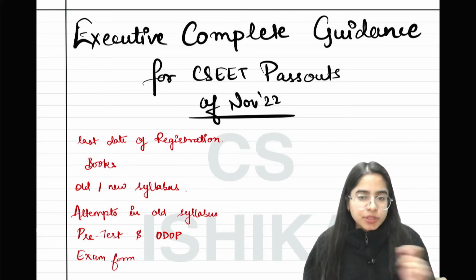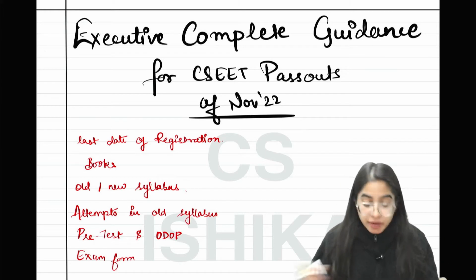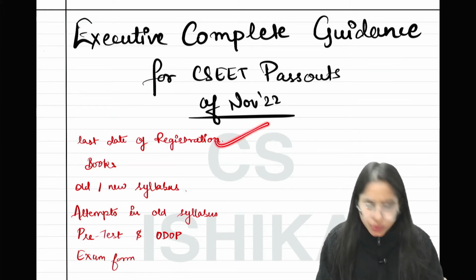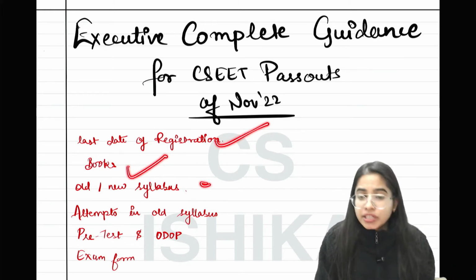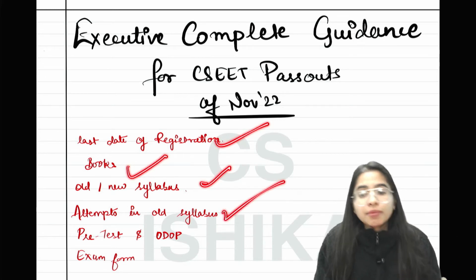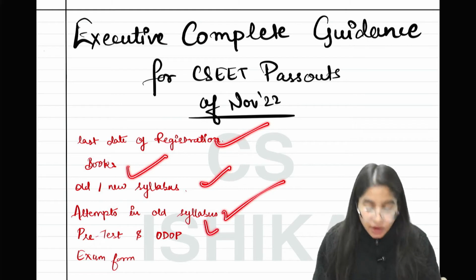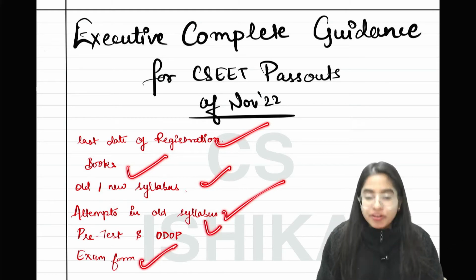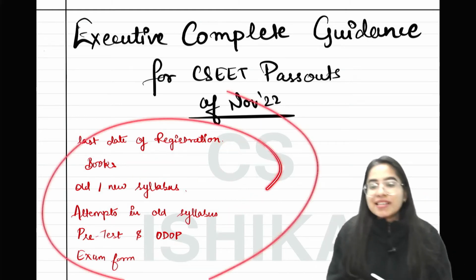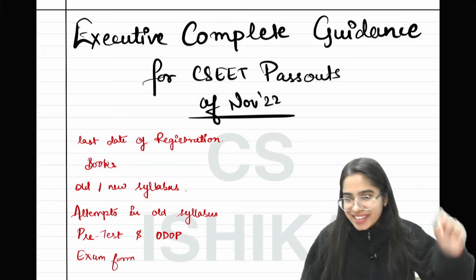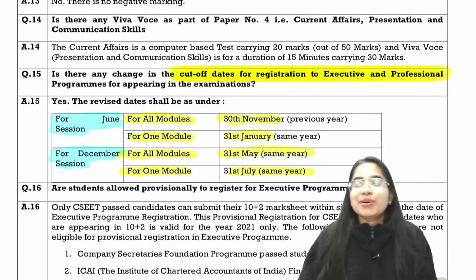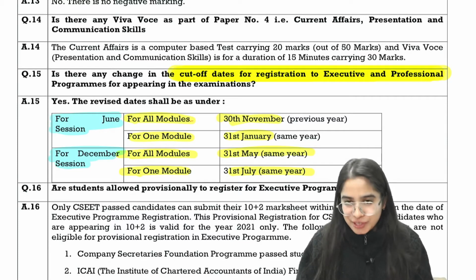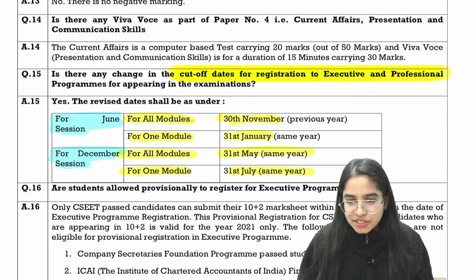For the CSEET passouts of November 2022, in this video I'll explain what the last date of registration is, when you will get the ICSI study material, whether you should go for the old syllabus or the new syllabus, how many attempts you will get in the old syllabus, when to give the pre-test ODOP, and when to fill the exam form. All this complete guidance you will get in one single video. So stay tuned. Here we are with the ICSI FAQs, which talk about the last date of registration.